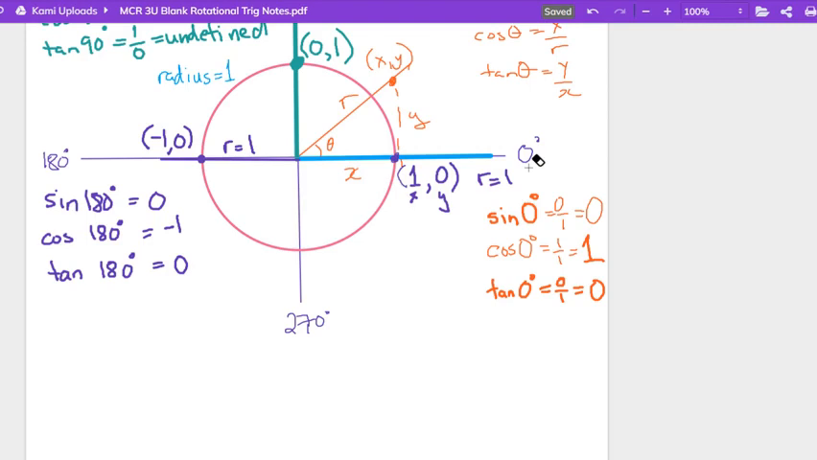Folks, do you see any connections between SOHCAHTOA of 180 and SOHCAHTOA of 0? Look at the ratios. They're almost identical. What's the only difference? In the cosine. All right, so let's do SOHCAHTOA of 270. And where do we think we're going to see connections? With which angle? With 90. Absolutely.